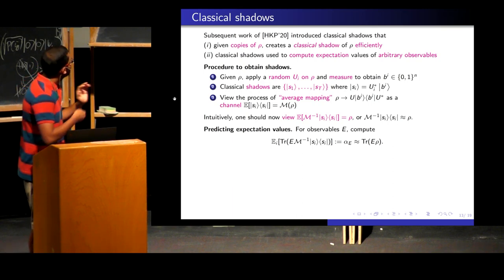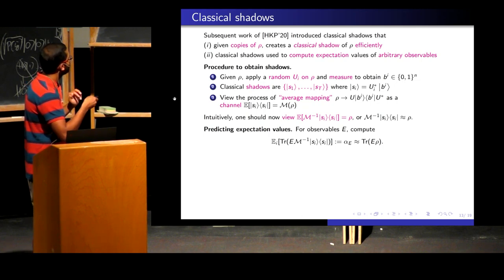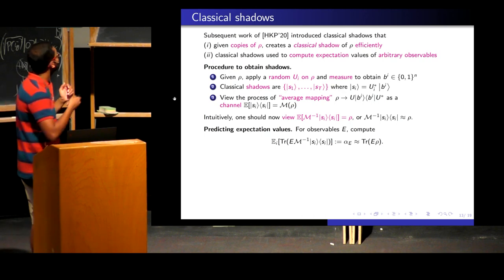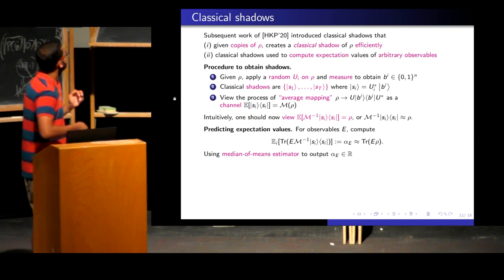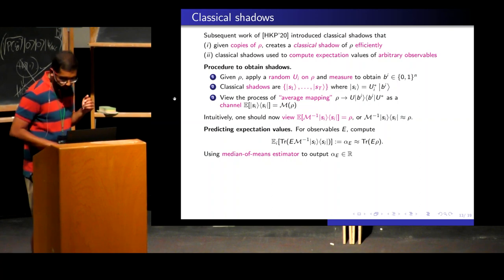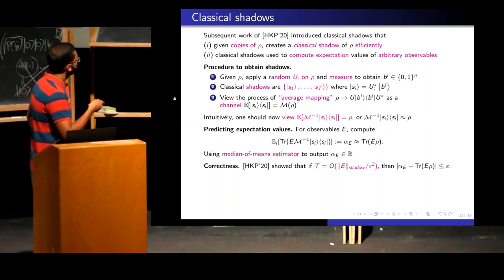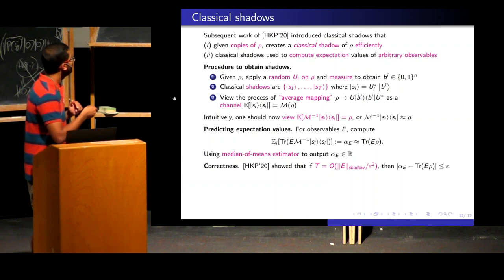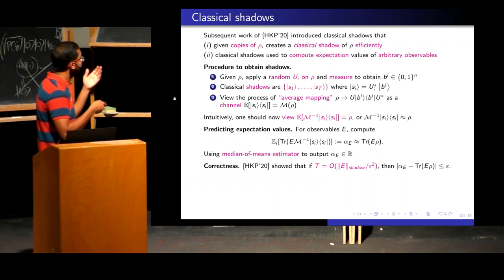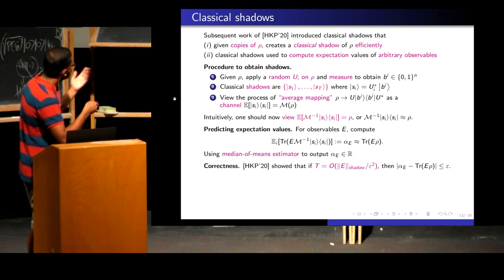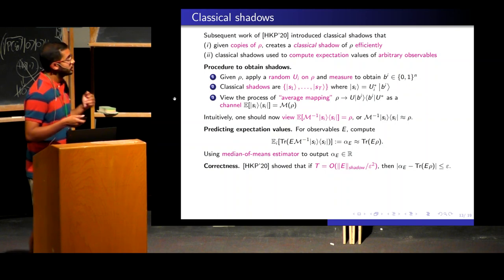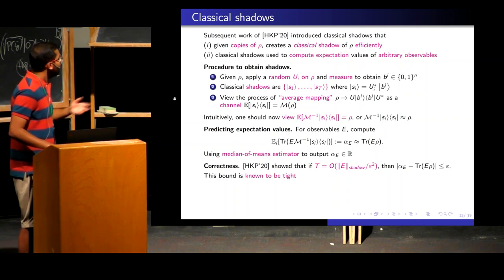This is true in expectation. In expectation these quantities are close to one another, but the question is, what should T be in order for this to be close in epsilon distance? For this, they use the median of means trick. They pick T to be this quantity, where E is the operator that I gave the learning algorithm. You compute the shadow norm of it, and then take this many samples of this unknown quantum state, conjugated by unitary and measurements. If you take T many copies and perform this empirical expectation value, the output alpha E minus the trace of rho times E will be at most epsilon. And they prove that this bound is tight.